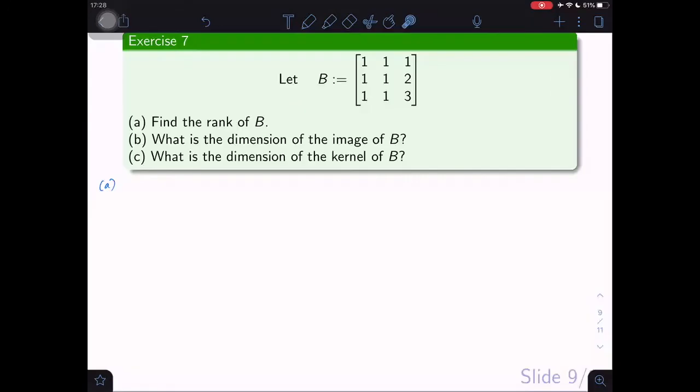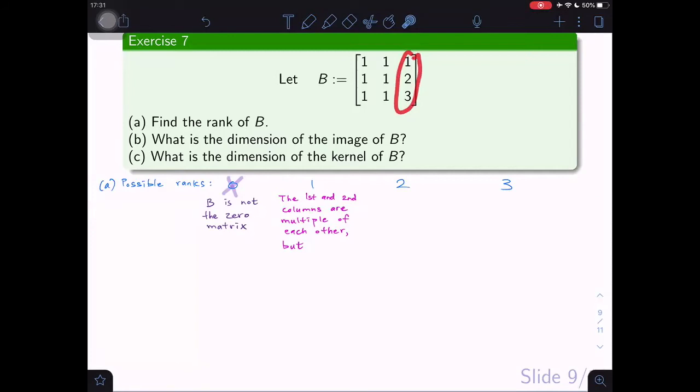In this exercise, the matrix is 3x3, and we want to do the same things. The highest number for the rank of a 3x3 matrix is 3. So the possible options are 0, 1, 2, and 3. B is not the 0 matrix, so the rank could not be 0. To have rank 1, the matrix has to be such that all columns are multiples of each other. We see that the first and second columns are multiples of each other, so that's a good sign. But the third column is not a multiple of (1, 1, 1), so the rank of B is not 1.